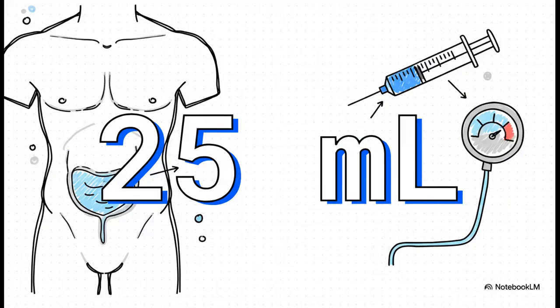25 milliliters. Remember that number. It's the standard volume. It's just enough to create a nice fluid column for the transducer to read, but not so much that it starts stretching the bladder wall, which would give you a falsely high pressure.